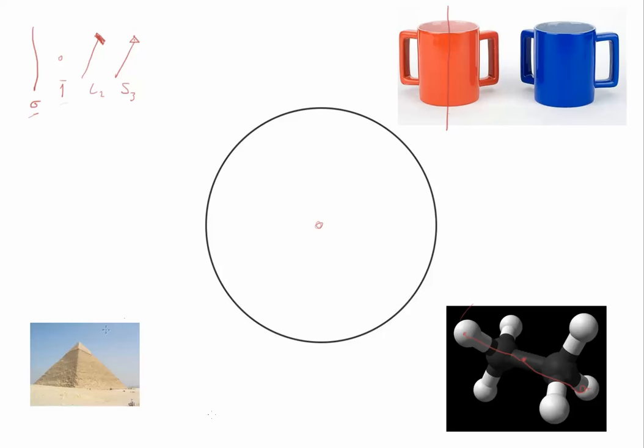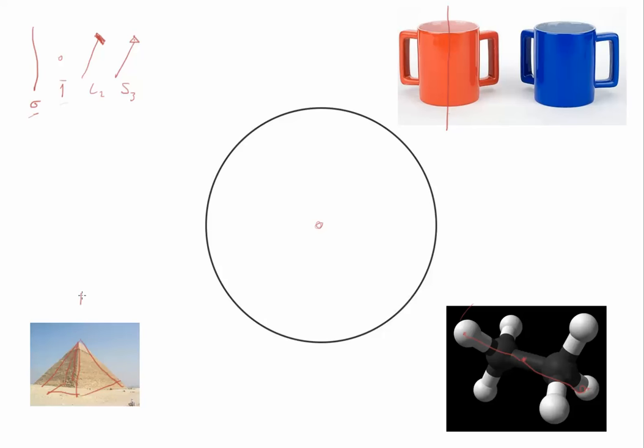So next we're going to talk about proper rotation axes. And one example would be the Great Pyramid of Giza. And this is a square pyramid, so the base of the pyramid is a square. We can't see this other line coming behind it here, but this is a square pyramid.